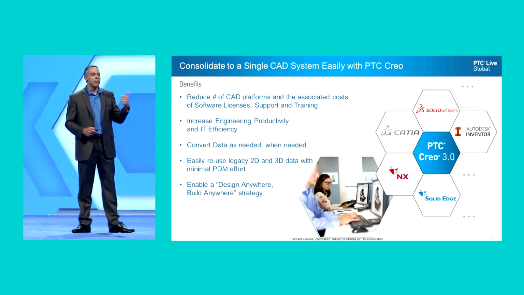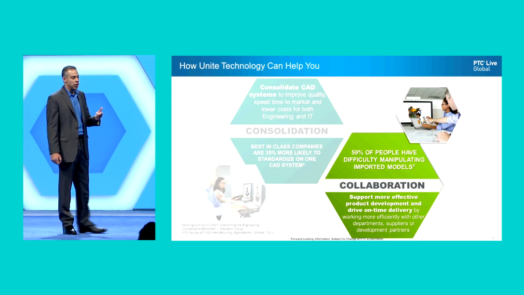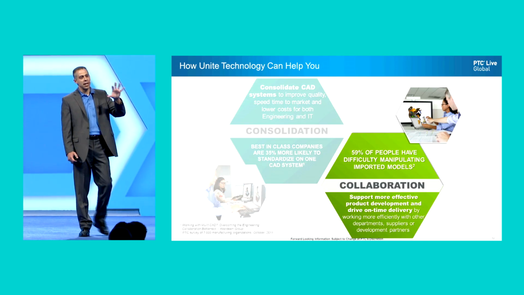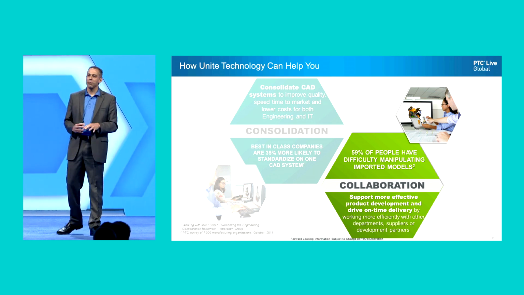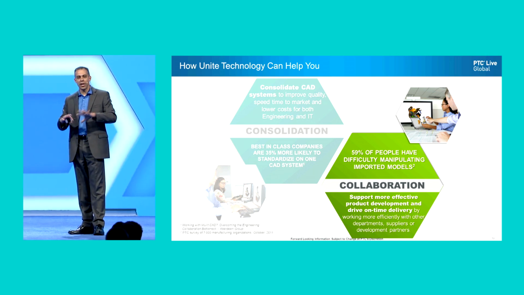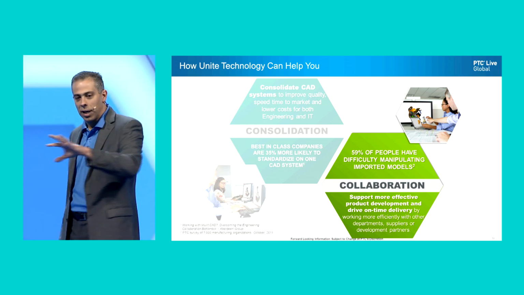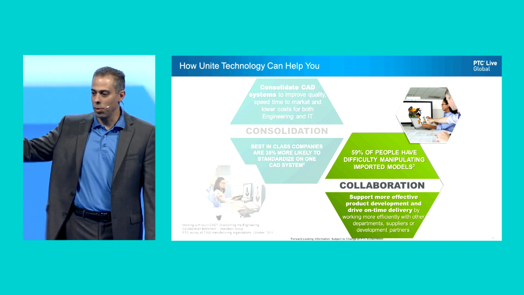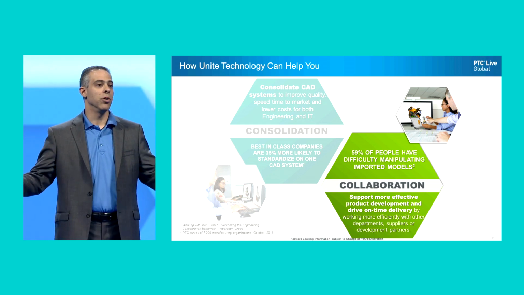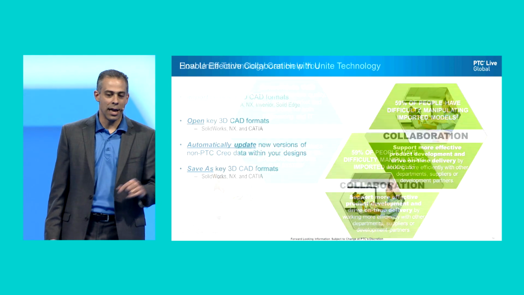Okay, so let's talk about collaboration. As I hinted at earlier, the collaboration is more about making you as efficient as possible when you're collaborating with suppliers and partners whose CAD decision is out of your control, right? Okay, so we want you to be just as efficient working with the supplier down the street as you are working with the engineer next door or the engineer that's somewhere in your enterprise. That's the goal of our collaboration capabilities.